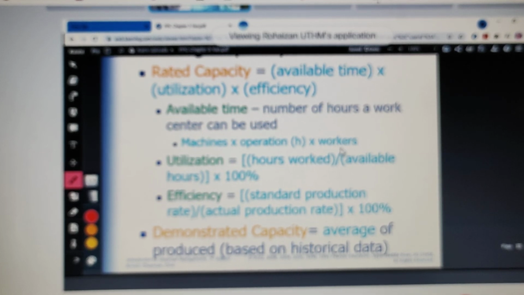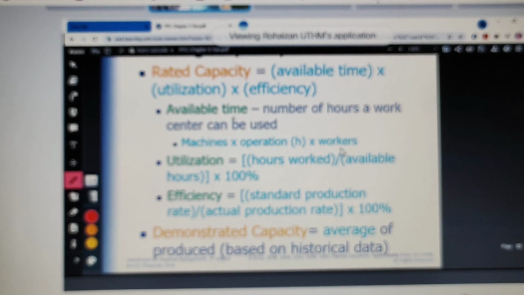Okay, what is the available time? It is the number of hours a work center can be used. What is the formula? Machines multiplied by operation hours multiplied by workers. Before that, rated capacity is equal to available time multiplied by utilization multiplied by efficiency. So that is why we need to know our available time. Of course, everything is in standard hours.